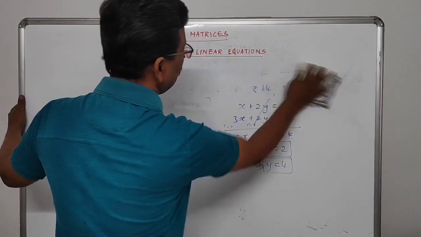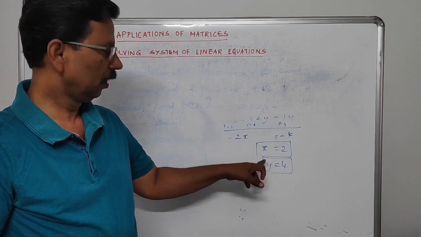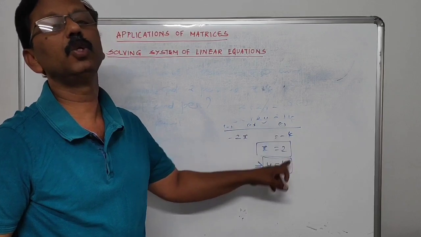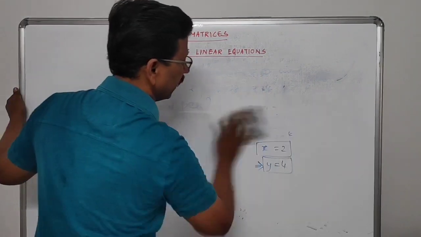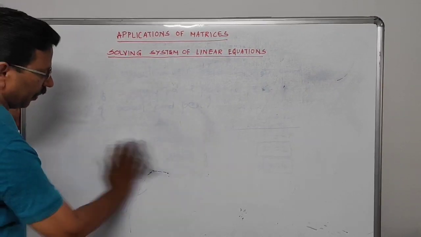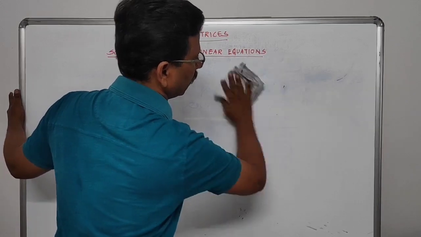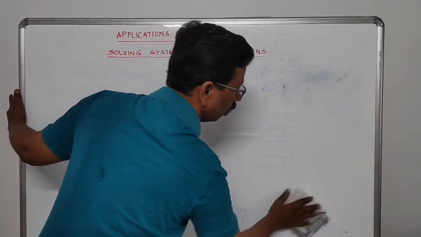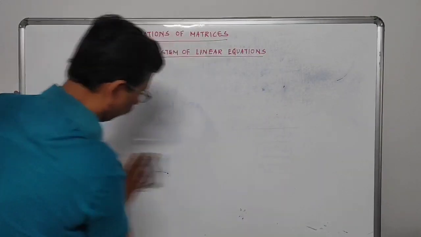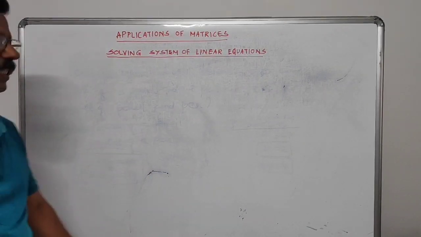Now the values of x and y which satisfy these equations are called what? A solution of the system of linear equations. The values of x and y which satisfy the system of linear equations are called the solution of the system of linear equations. Okay, now let us see the first matrix inversion example.